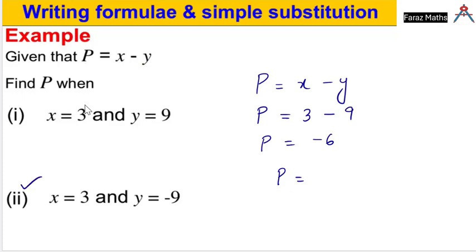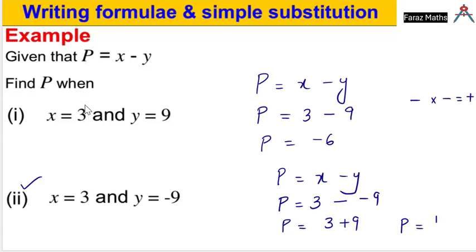Coming to the next part, P equals X minus Y, the same formula we have to use here, and then P is equal to X is 3. You have to use the sign of the formula which is minus, and then Y is again minus 9. So P is equal to 3 minus minus. If two negatives are in front of each other, we will multiply them. Two same signs in multiplication always give the positive. So that is 3 plus 9, and 3 plus 9 means 12.